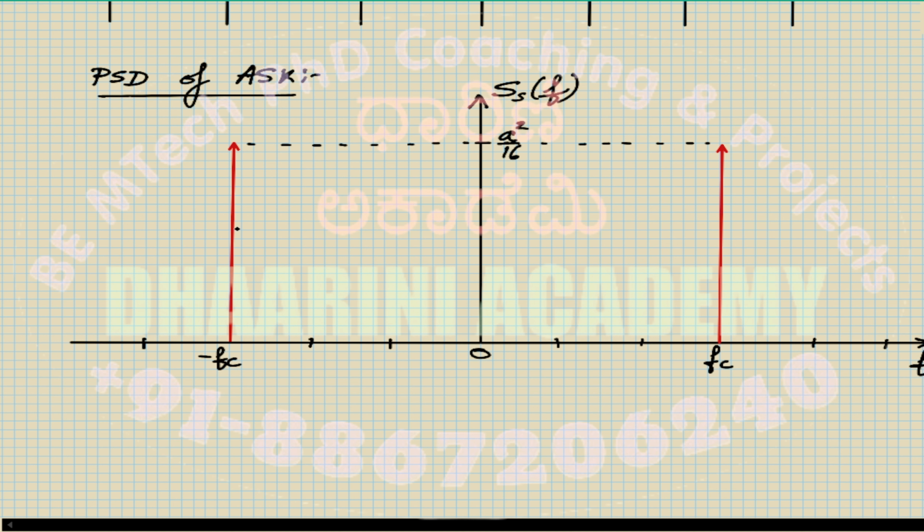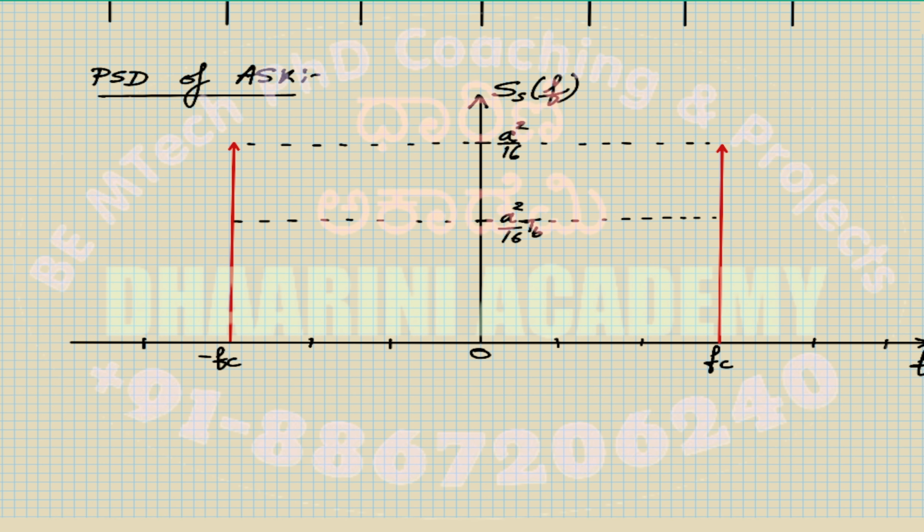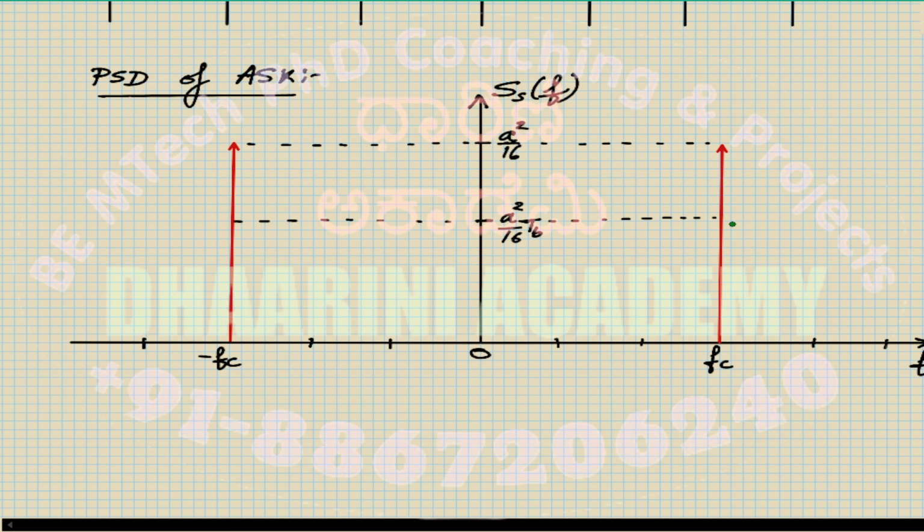Let me assume that this is the highest peak that the sinc function can attain, and let me denote that point as, once again, A squared by 16 into Tb. When you multiply by Tb, it reduces, so Tb is actually lesser than 1. Now the sinc function, let me change the color. It starts from the peak, attains a minimum value here, goes to a peak, and once again attains another minimum here, and so on. It actually goes till infinity.